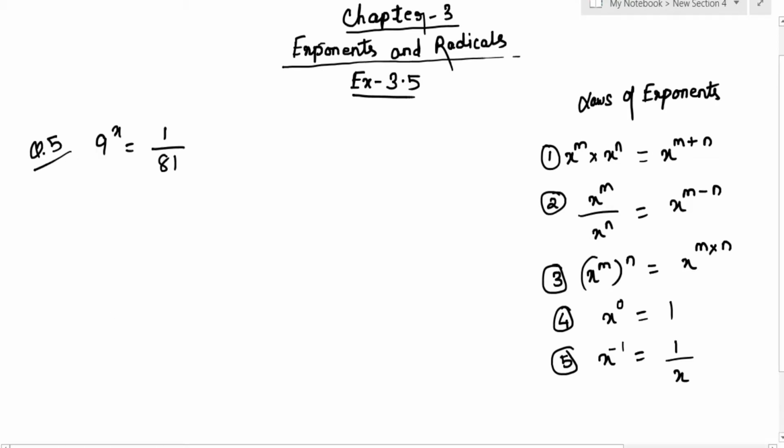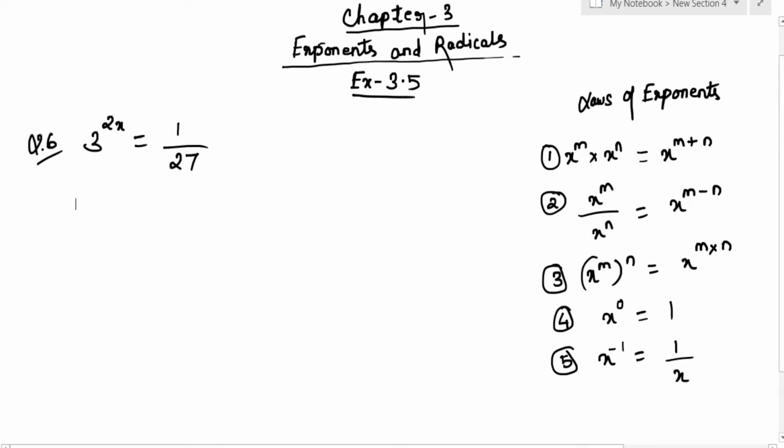Now next is 9 to the power x equal to 1 by 81. You know that 81 is the square of 9. 9 9s are 81. Now we will do the reciprocal. 9 to the power plus 2 will shift upward and it will become now 9 to the power minus 2. Now again we are having the base same, so power will be equal and the value of x will be minus 2.